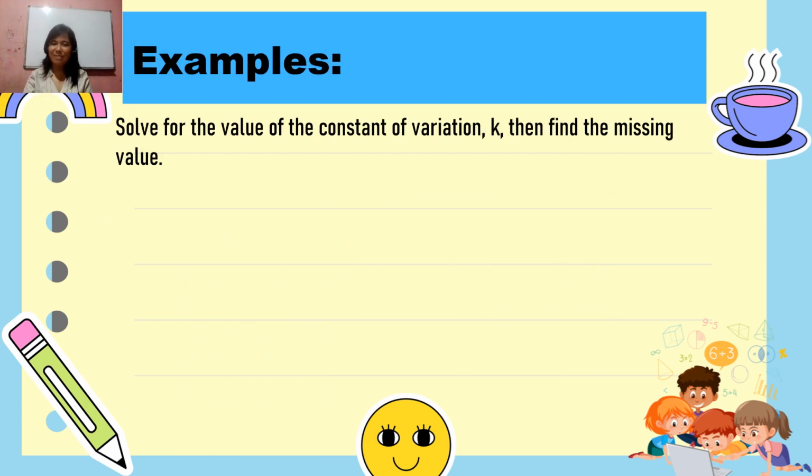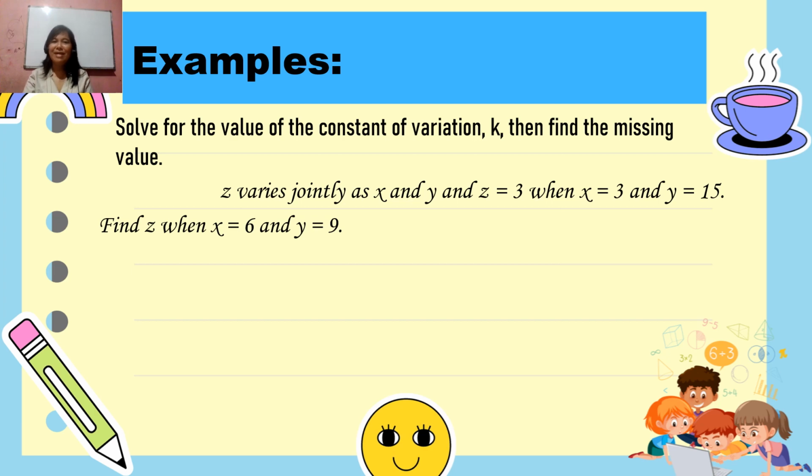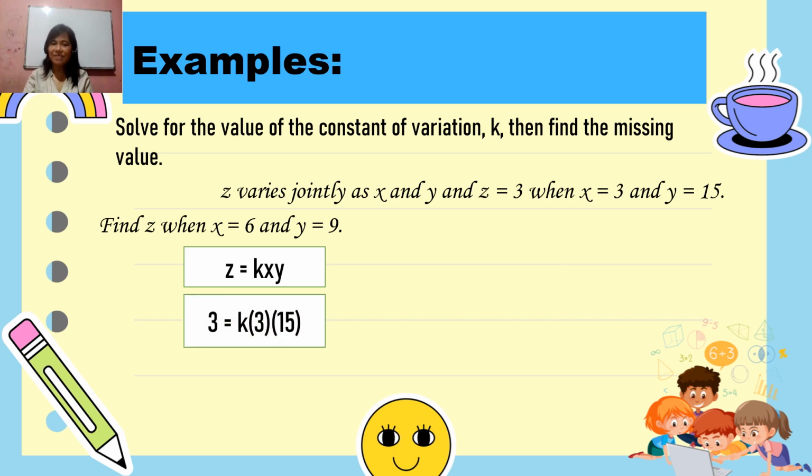Kung naguguluhan pa, here's another example. Z varies jointly as x and y. Variation statement, z equals kxy. Solve for k, substitute z with 3, x with 3, and y with 15. Now, by evaluation, 3 times 15, wait lang, 3 times 15 is 45. Okay, so 45k. Divide both sides by 45.